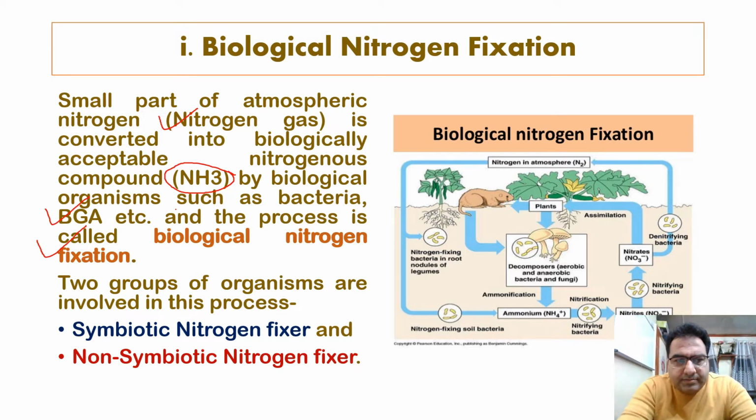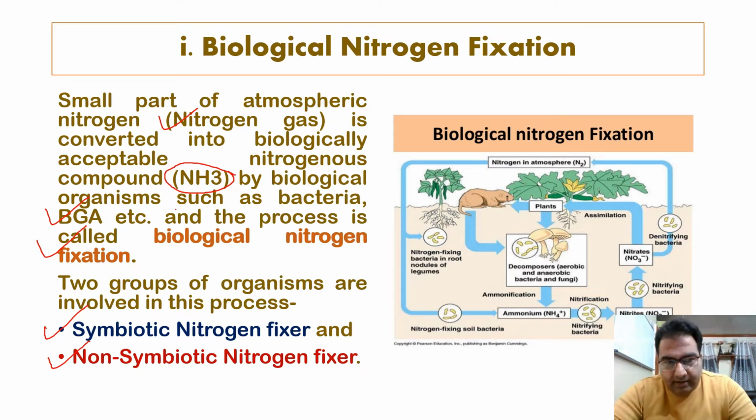Two groups of organisms are involved in this very process. They can be symbiotic nitrogen fixers or non-symbiotic nitrogen fixers. So when we talk about biological nitrogen fixation, it is actually the conversion of nitrogen gas into an acceptable nitrogenous compound, that is ammonia, by biological organisms, that is bacteria and blue-green algae, and that is why it is called biological nitrogen fixation.